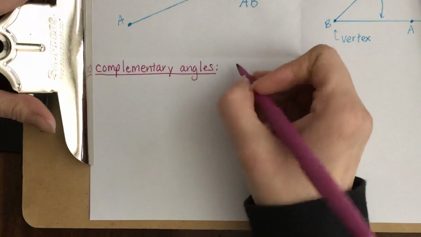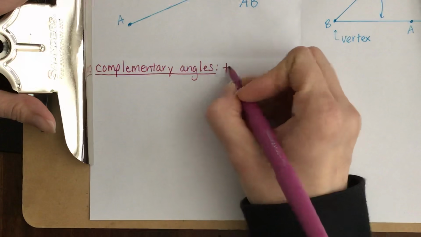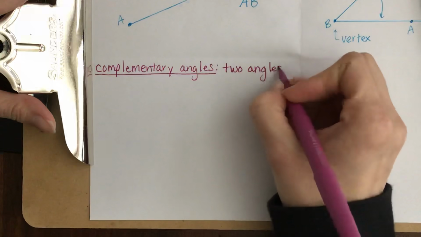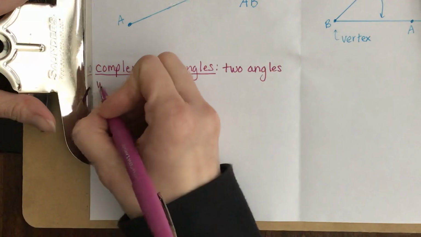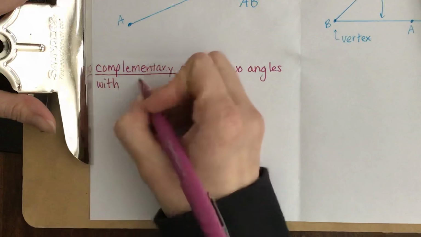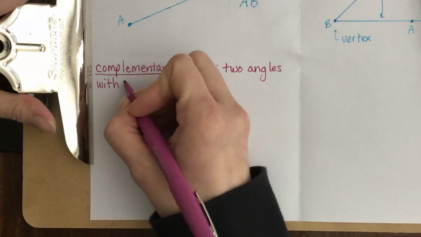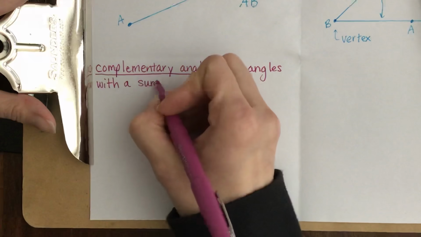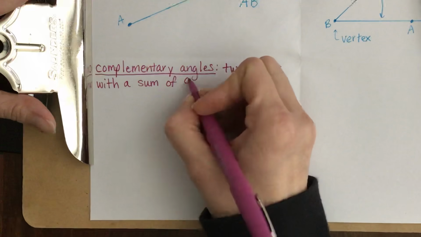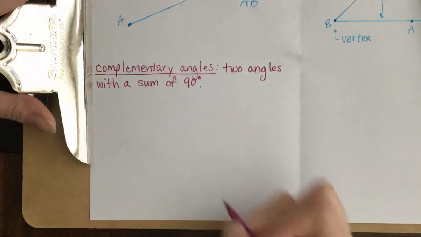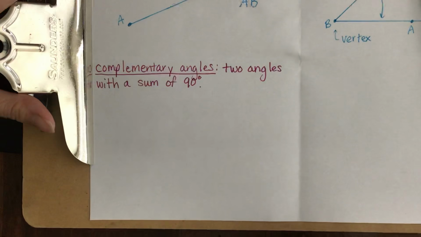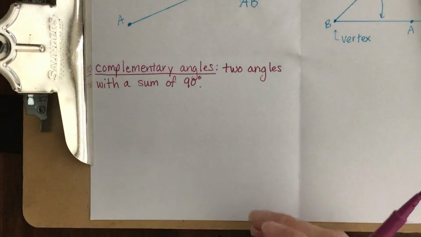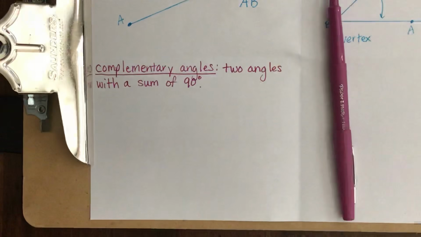Okay, so complementary angles are 2 angles with a sum of 90 degrees. Okay, so there are 2 angles that when you add up the measure of those 2 angles, you get 90 degrees. So let's draw a picture of what this looks like.